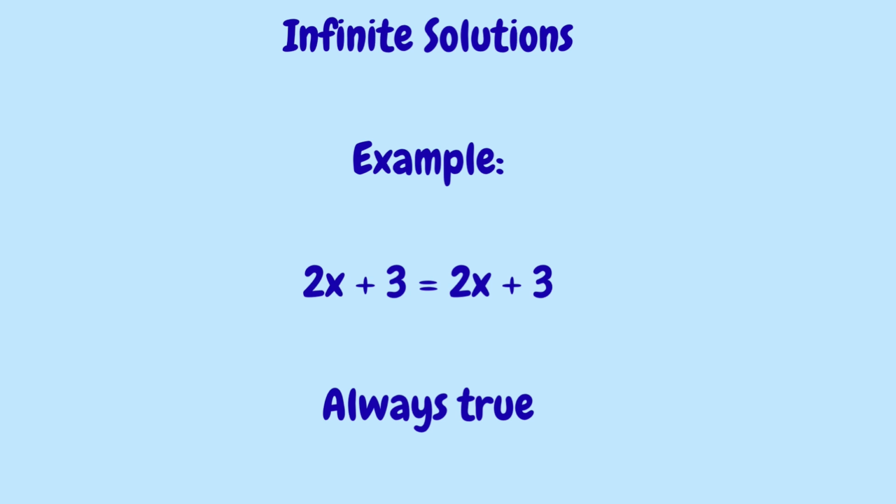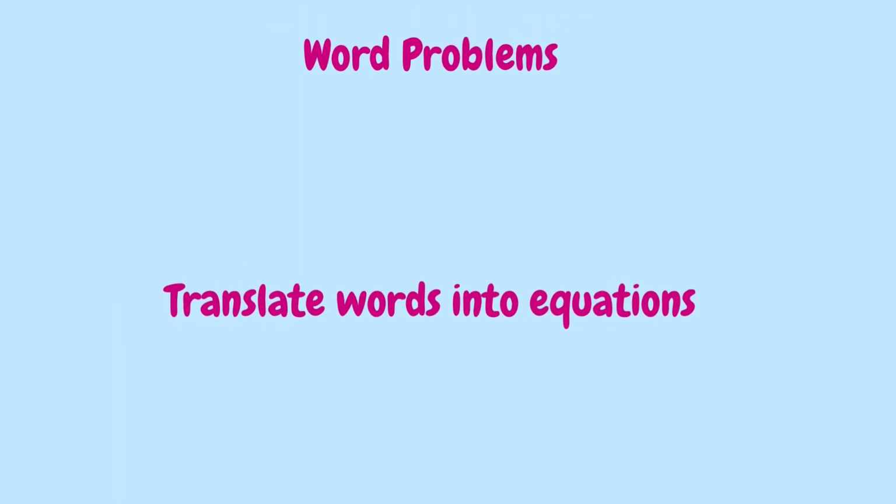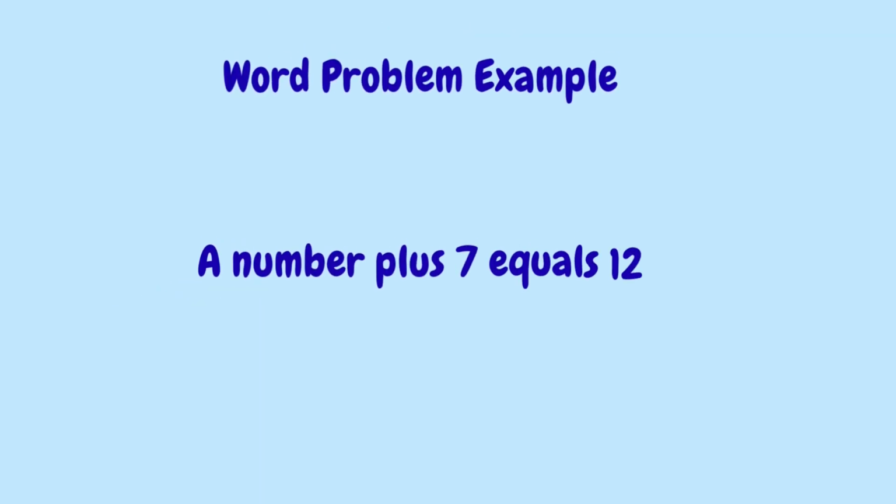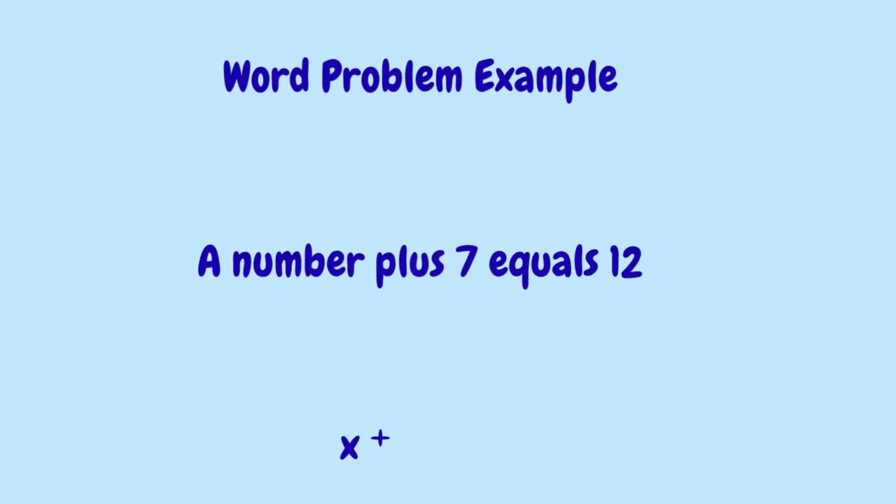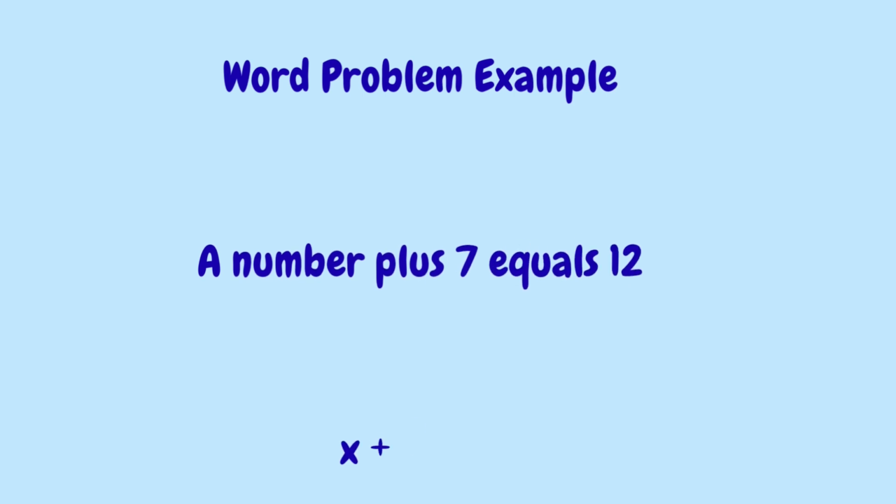Word problems. So translate words into equations. For example, the word problem example here is: a number plus 7 equals 12. So the number here is x, x plus 7 equals 12. Now we solve the word problem. x equals 5.